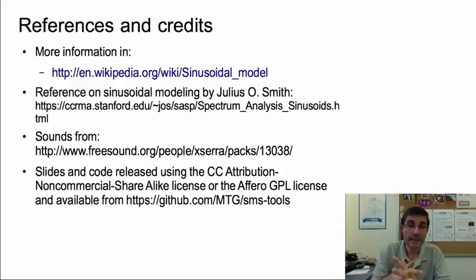Sorry, there are not that many references on these topics. Apart from the Wikipedia entry for the sinusoidal model, or of course Julius Smith's discussion on all this spectral analysis in his online book, that's basically it.